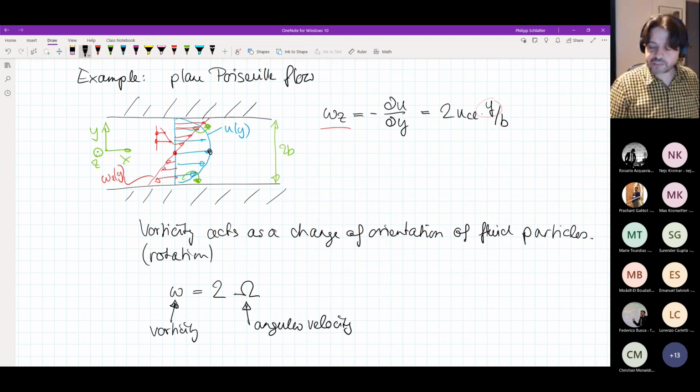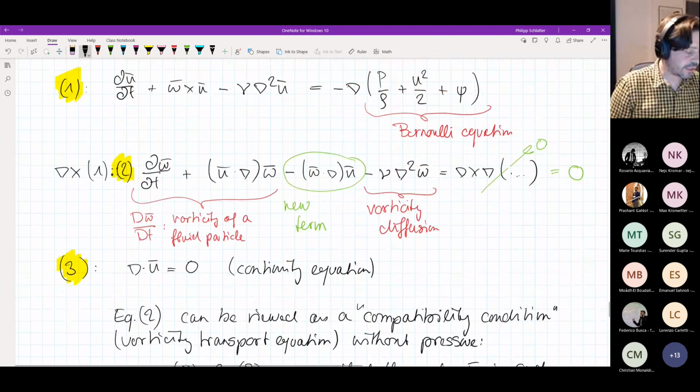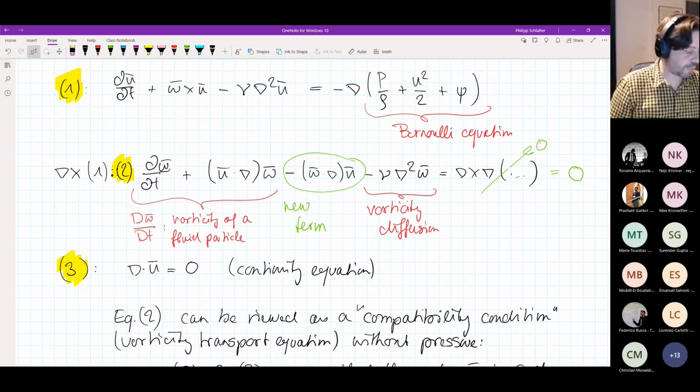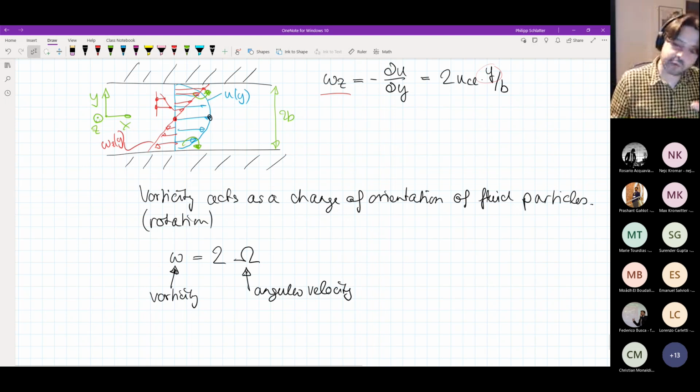Okay, so I guess with this we can also close for today. What I wanted to show you with this first introduction to the vorticity equation is the idea that this is a compatibility condition to provide correct velocity fields, and that the vorticity can be viewed as a kind of local rotation inside the domain.